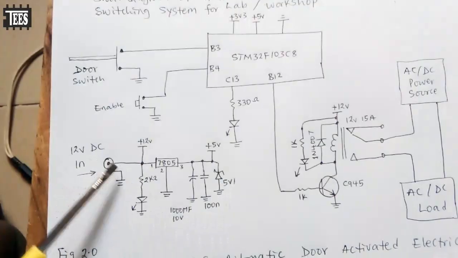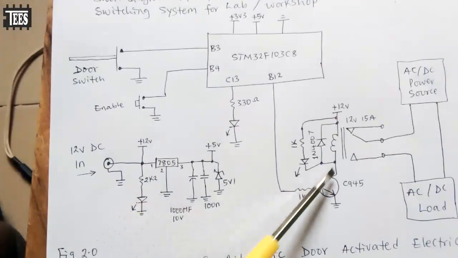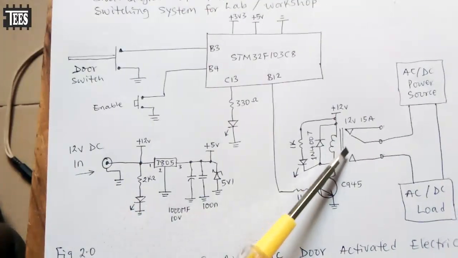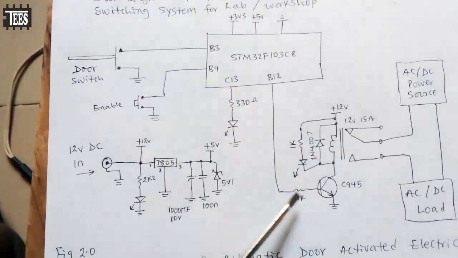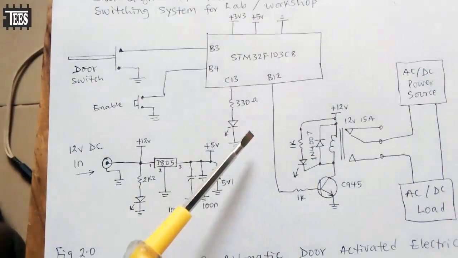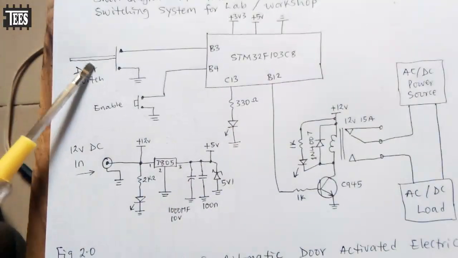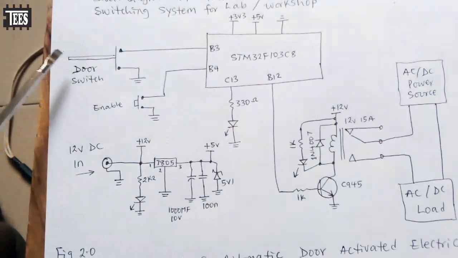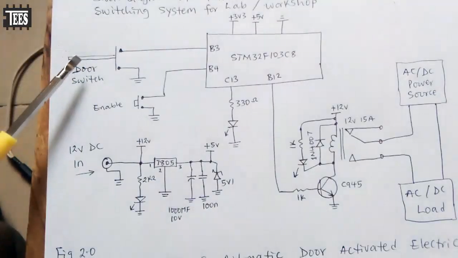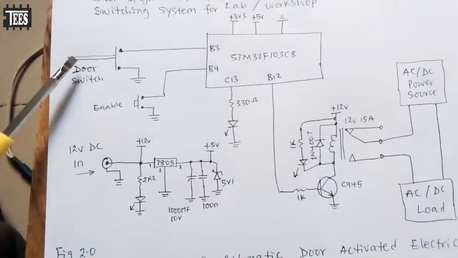You're connecting 12 volts here. So here we have our relay. Our relay is driven through an NPN transistor. You understand? So as long as the doors are open, it means that the workshop is in use, so people are around. You understand?